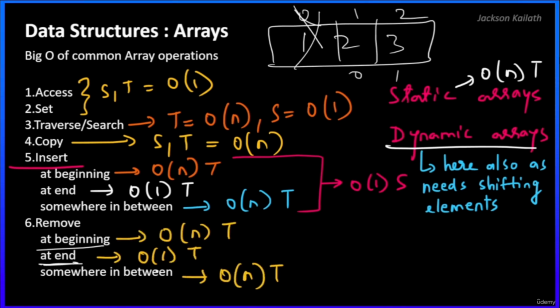Now removing from the end is an O of 1 or constant time operation, because we don't need to re-index anything, right? So we have 0 and 1 over here and we're just removing this over here. So we are freeing up this memory. So that's a constant time operation. It does not require shifting the elements.